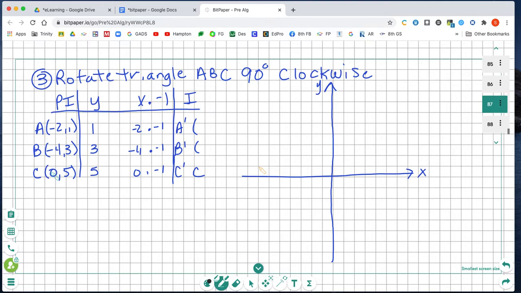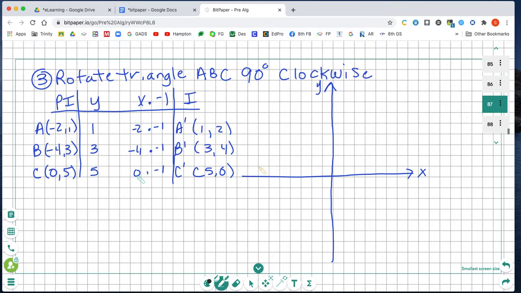So now my new ordered pair is going to be 1, 2, because -2 times -1 is +2. The next ordered pair is going to be 3, 4, because -4 times -1 is +4. The next ordered pair is going to be 5, 0, because 0 times -1 is 0.